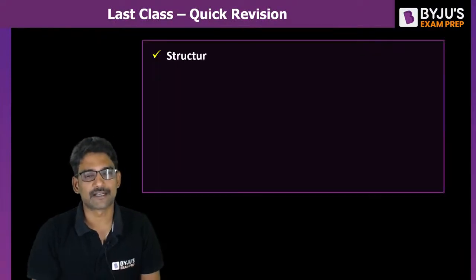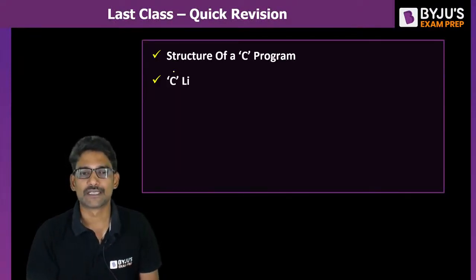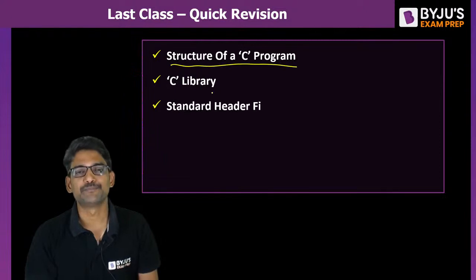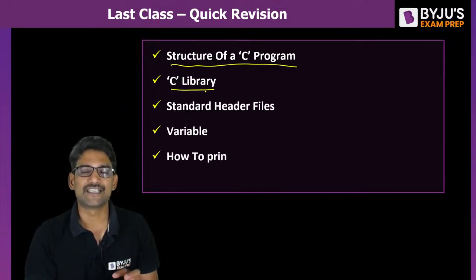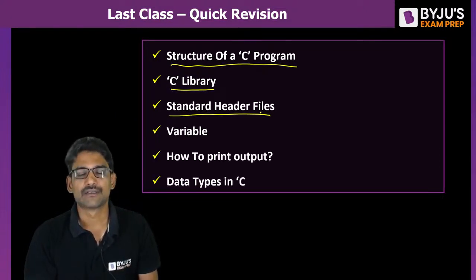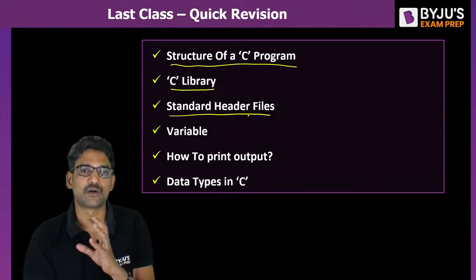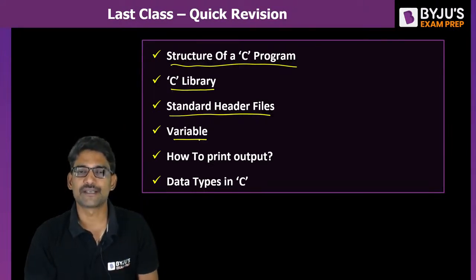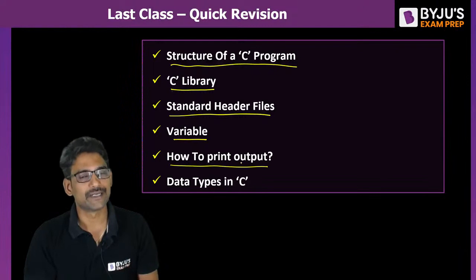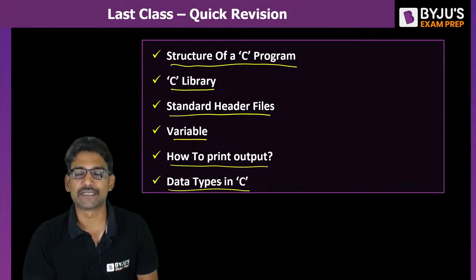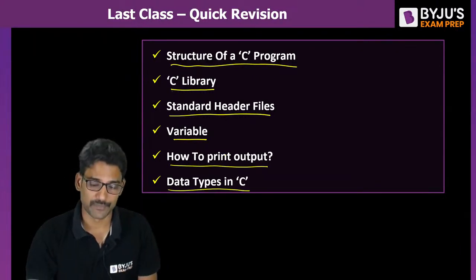In the last class, we discussed the structure of a C program and what a C library means, different standard header files, how to include them, what is a variable, how to print output, and what are different data types in C.